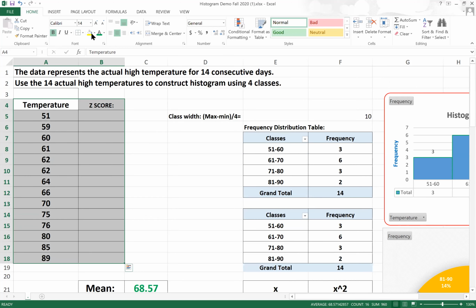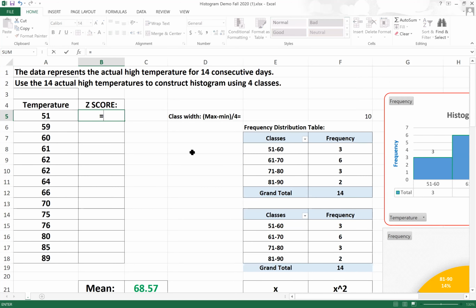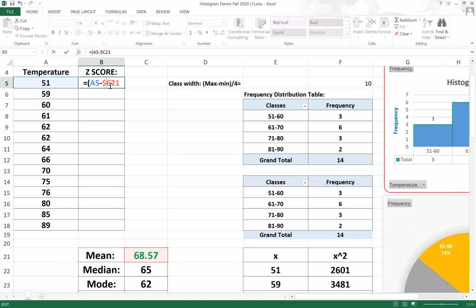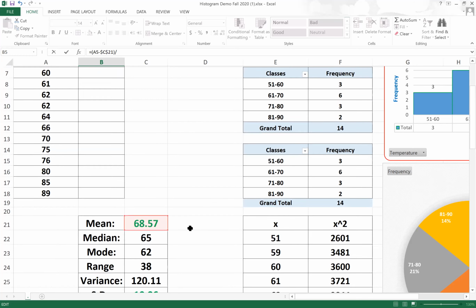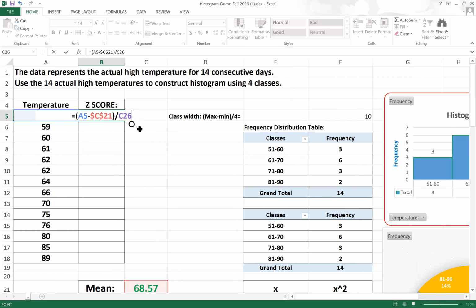So that's 14. So I keep it 14. So one more time, I'm going to do z-score. So using this open parentheses, using this minus mean. Okay. So then we lock it, right? Lock the cell. Okay, close it. Dividing by standard deviation. Also lock it. Okay. Close it. Okay, good to go.